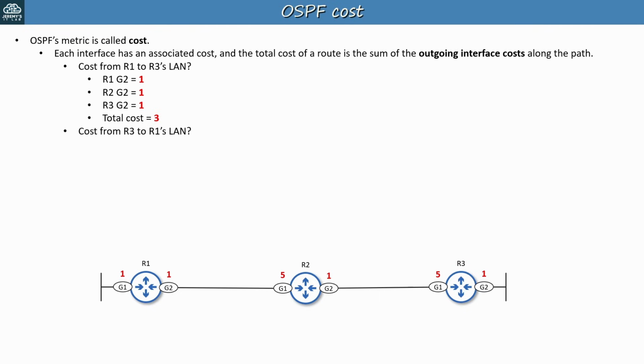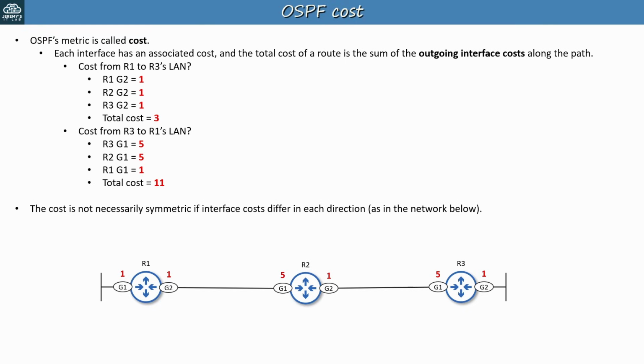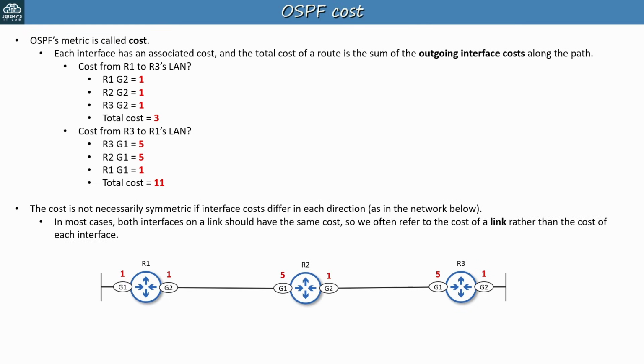What about the cost from R3 to R1's LAN? R3 G1's cost is 5, R2 G1's cost is 5, and R1 G1's cost is 1. So the total cost of the route is 11. As you can see, the cost is not necessarily symmetric if interface costs differ in each direction, as in the network below. But this is just an example. In reality, in most cases, both interfaces on a link should have the same cost, so we often refer to the cost of a link rather than the cost of each interface. I only show different costs here to demonstrate.